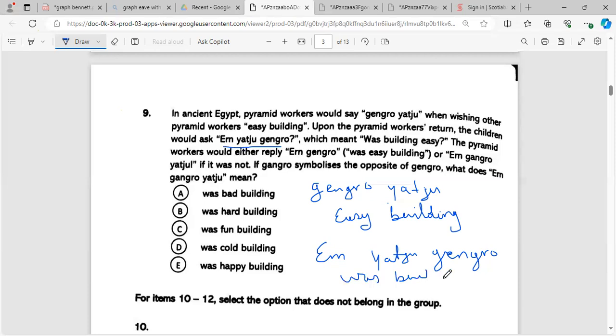What? You sure? I'm not sure if it's not was building hard. Because it said easy for Gengu.